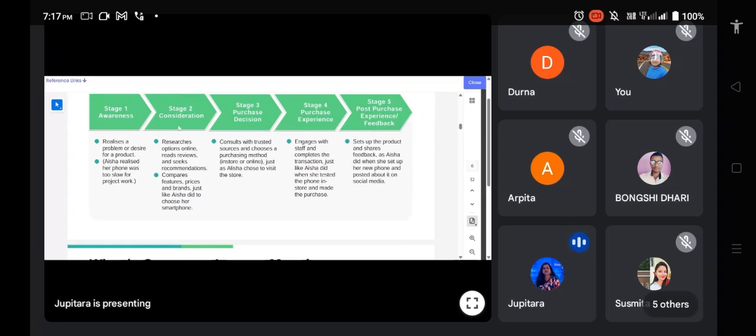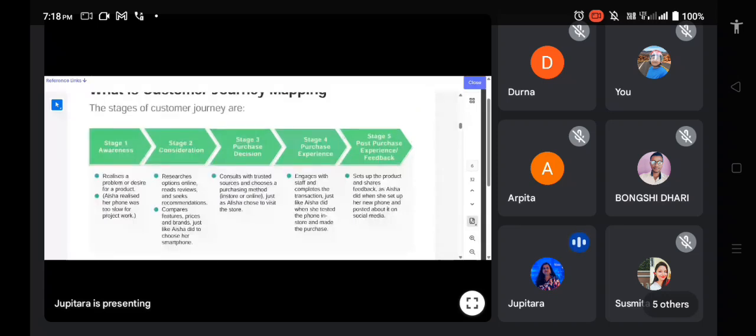Then consideration: the different options you find out from different sources. Then the purchase decision: from which sources of information you take into consideration and select a decision to purchase an item. Then the purchase experience: during the purchase of that item, what was your experience as a customer? Then stage 5 is post-purchase experience and feedback. That means after the purchase has been done, what is your feedback about the product?